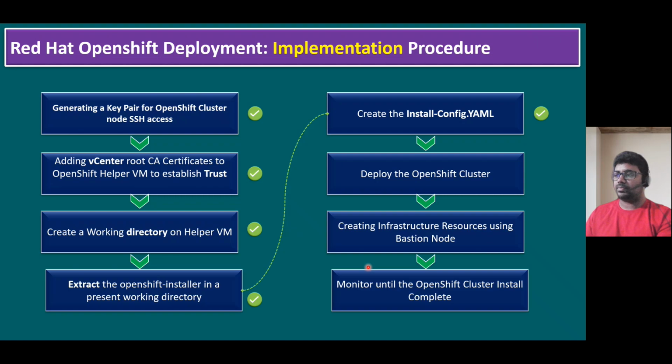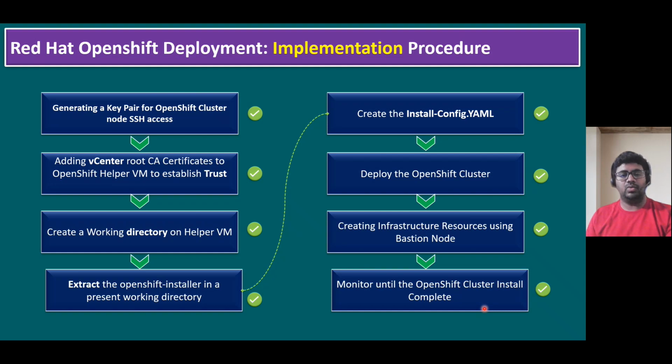Now if you see in our implementation procedure steps, we created the install-config.yaml and the deploy OpenShift cluster is in progress, and we are monitoring the creation of infrastructure resources using the Bastion node or Bootstrap node. That portion also completed. It's currently almost in progress. It clearly gives the instruction. We have to wait for some time. Okay, so monitor until the OpenShift cluster is completed. So with all these 8 steps, the implementation procedure is completed.